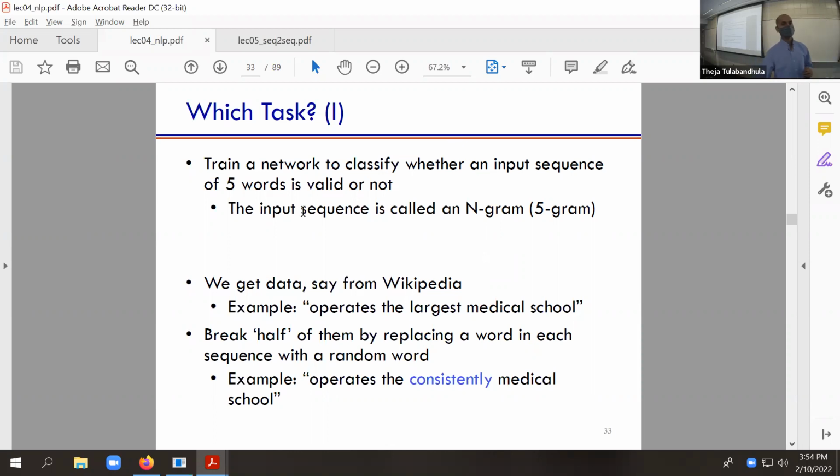So here's the task: given 5 words, predict whether it's a valid sequence or not a valid sequence. Given a text corpus, we can create this data set. We can look at the first 5 words and call it valid. Next, look at the next 5 words, call it valid, and so on. So at least the valid class we can easily create. For the invalid class, we take the 5 words and replace the third word with some random word in the vocabulary, and call it an invalid sequence. So from a text corpus, we have created this supervised data.